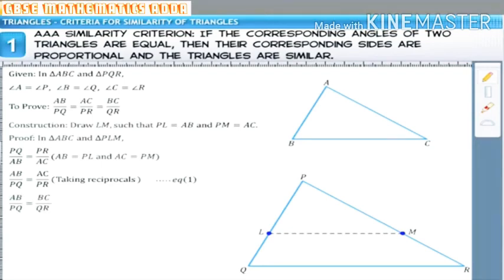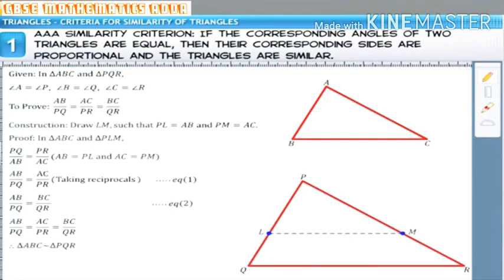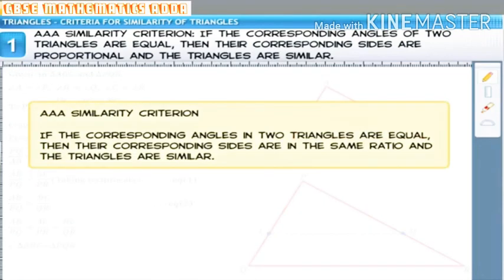Now AB by PQ is equal to BC divided by QR. This is the equation 2. So here we obtain AB by PQ is equal to AC by PR is equal to BC divided by QR, and hence our theorem is proved here. So here we proved the two triangles ABC and triangle PQR are similar to each other.